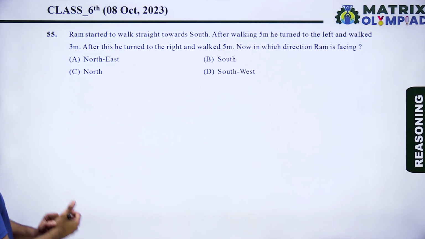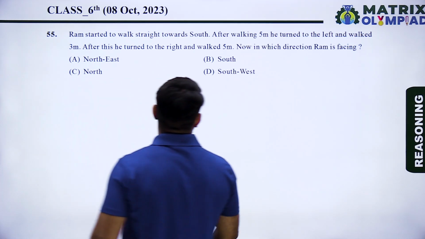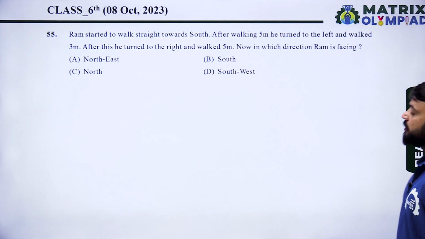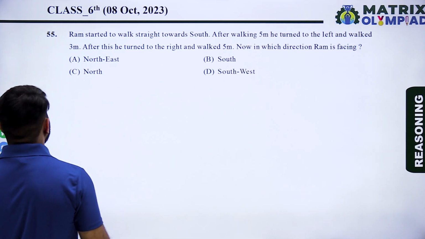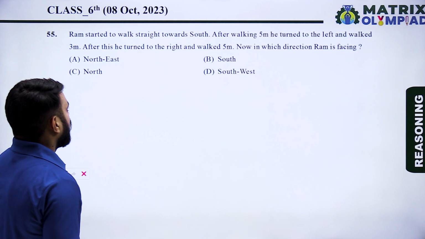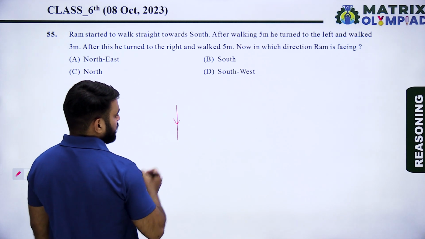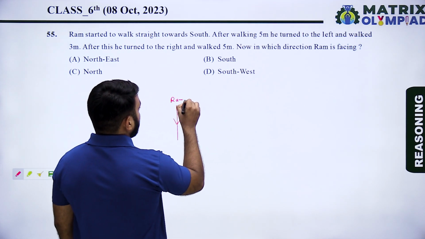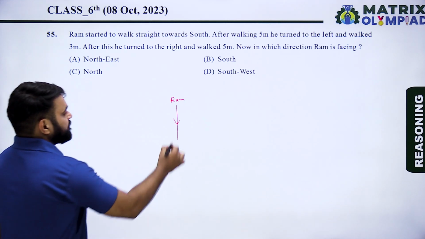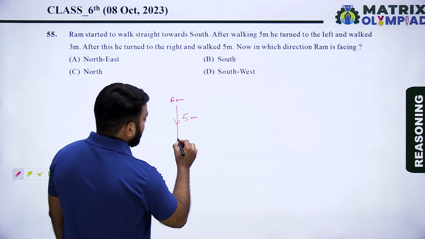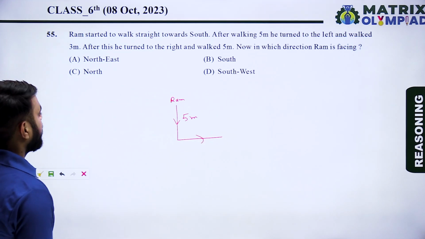Question number 55. Ram started to walk straight towards south. After walking 5 meters, he turns to the left and walked 3 meters. After this, he turns to the right and walked 5 meters. Now, in which direction is Ram facing? So, Ram started to walk straight towards south. So the starting direction is south. After walking 5 meters, he turned to the left and walked 3 meters.